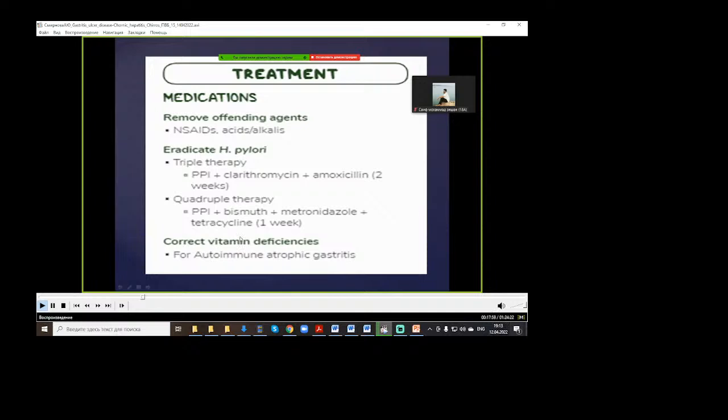In case of autoimmune atrophic gastritis, there is no specific etiotropic therapy. The therapy is only symptomatic. So first, we must correct vitamin deficiency, vitamin B12 deficiency or iron deficiency.